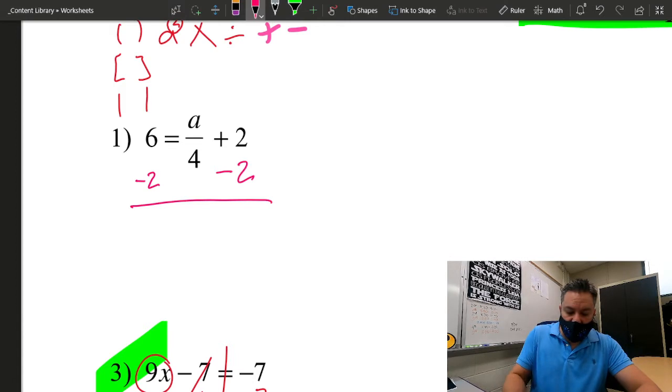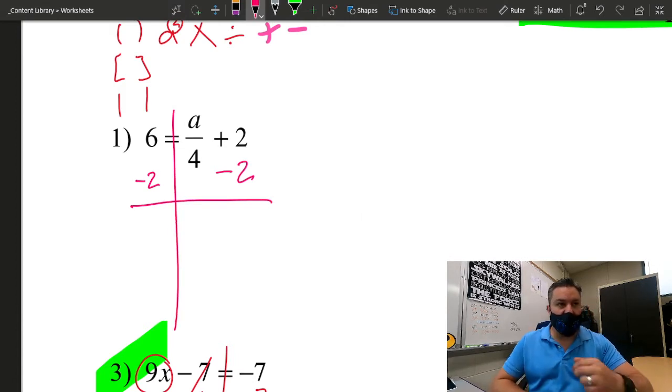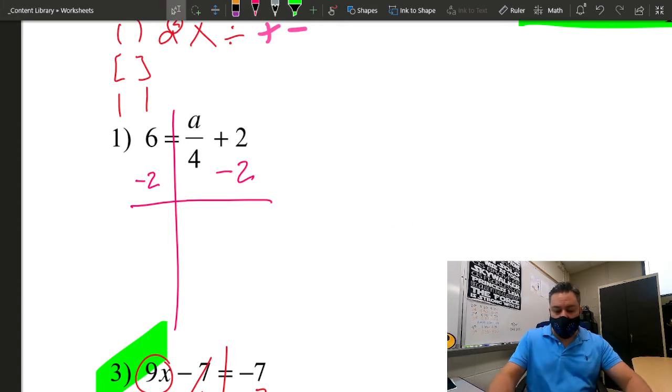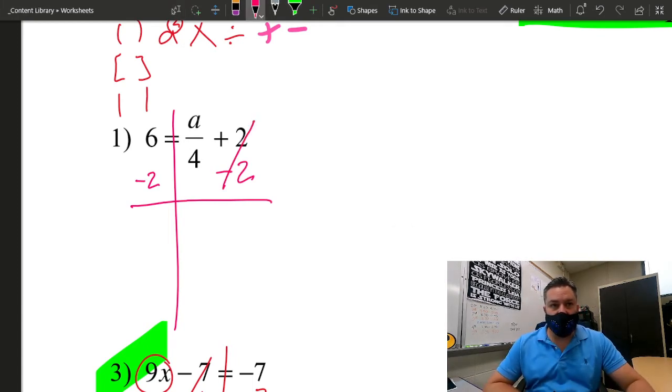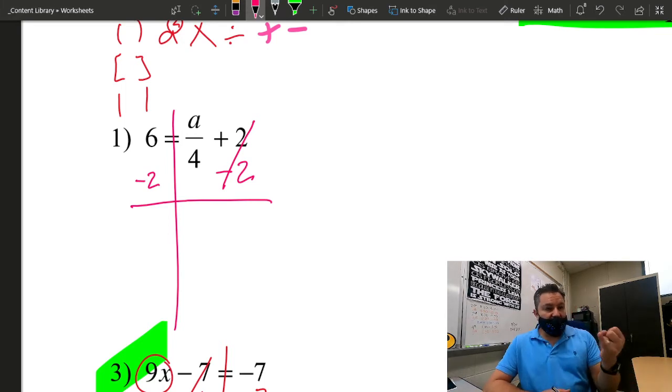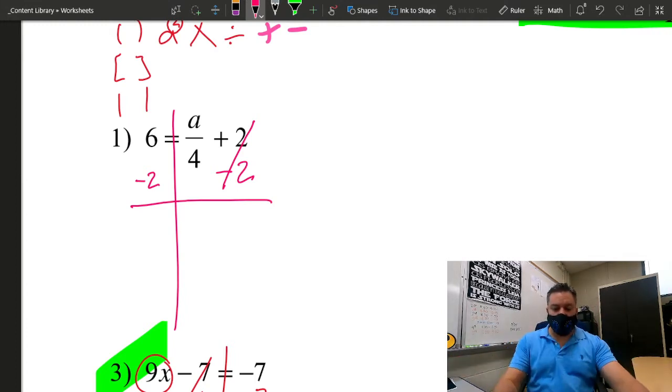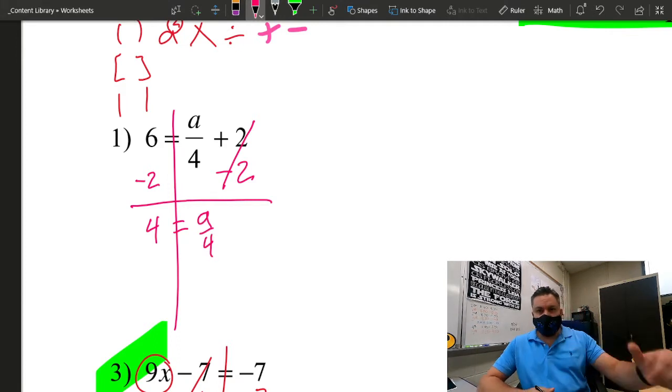I'm going to make the equal line. You can make a line over here to separate the equal sign and all that. And this one right here crosses out. You got to pay attention to the signs. We're going to have to use the sign rules for adding and subtracting, and the sign rules for multiplying and dividing, which are totally different. Over here, we just have a regular subtraction. 6 minus 2 is 4. And we're left with a over 4. My first step is done.